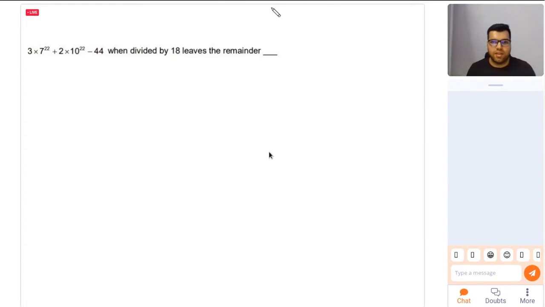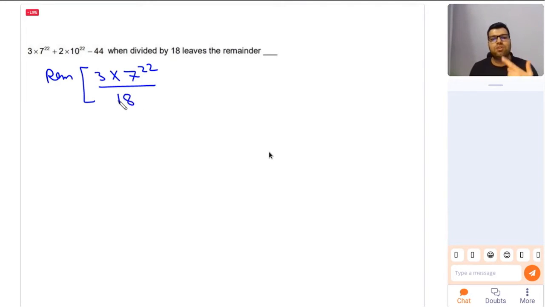Okay, usual steps. Apply the REM function and break it into parts. So REM 3 into 7 raised to power 22 divided by 18, and then I will show you the actual solution with binomial, which looks so complicated in front of the simple solution with REM, in which we will just use a couple of properties which I've already learned of the REM function, remainder function. So I am breaking it.